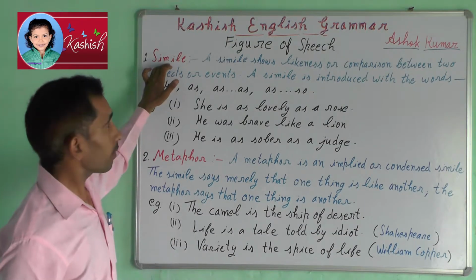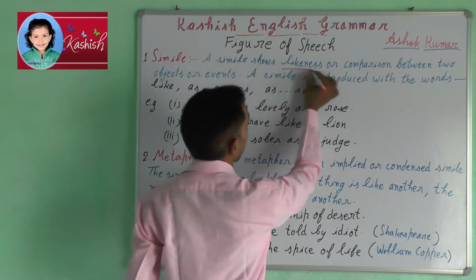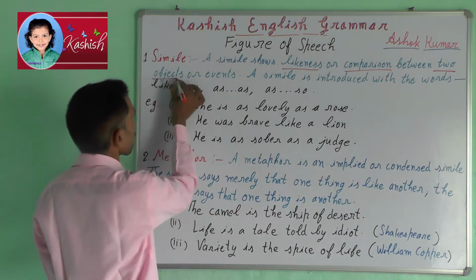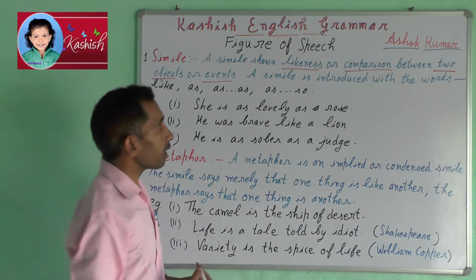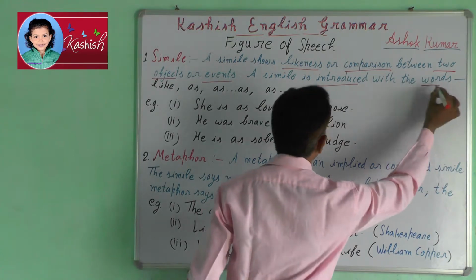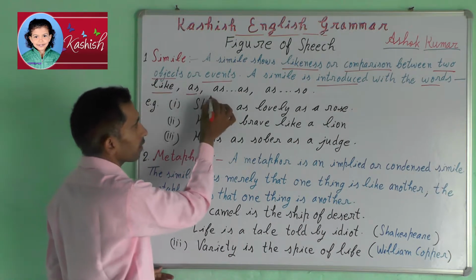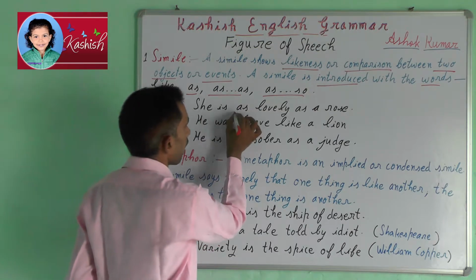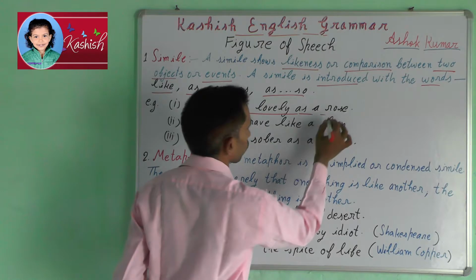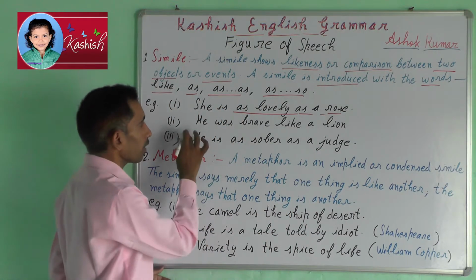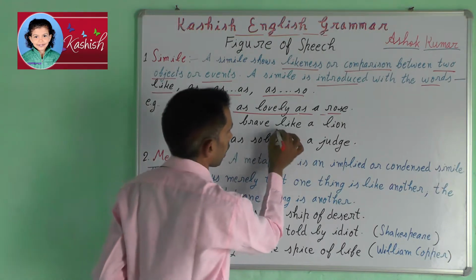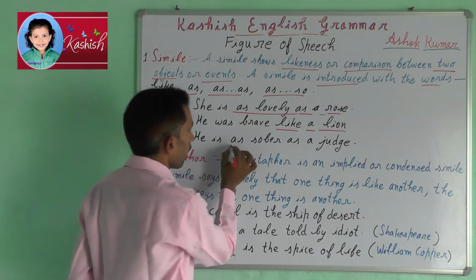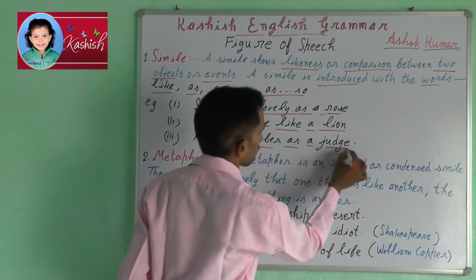First, simile. A simile shows likeness or comparison between two objects or events. A simile is introduced with the words like, as, so. For example, she is as lovely as a rose. Next, he was brave like a lion. Next, he is as sober as a judge.